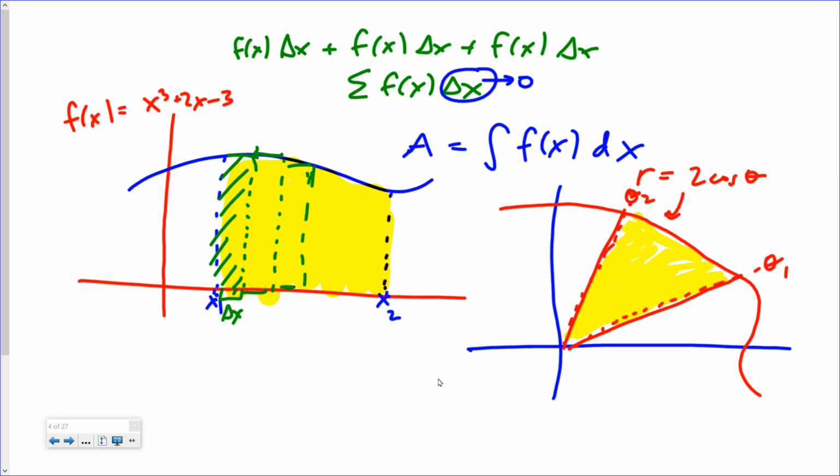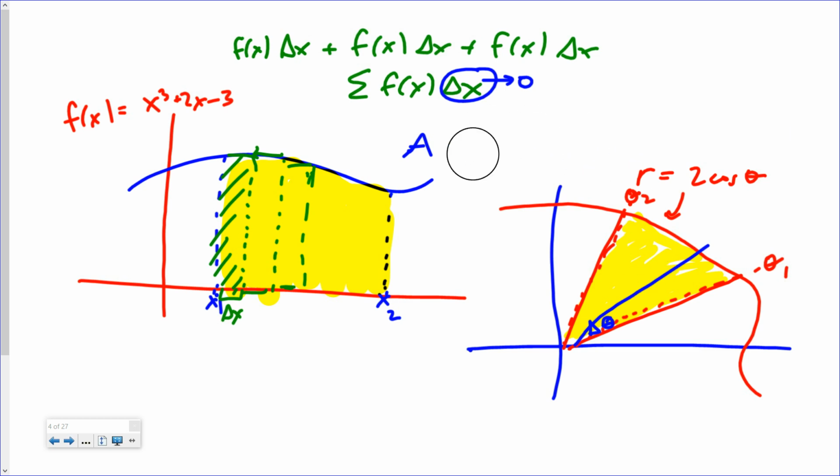So same kind of concept, right? But now, instead of incrementing delta x's, I'm going to increment delta thetas, okay? So if I wanted the area of just one of these little sections of pies, and you understand, because R varies, every section is not the same, just like over here, because f of x varied, every section was not the same. What is the area of one of these sectors?